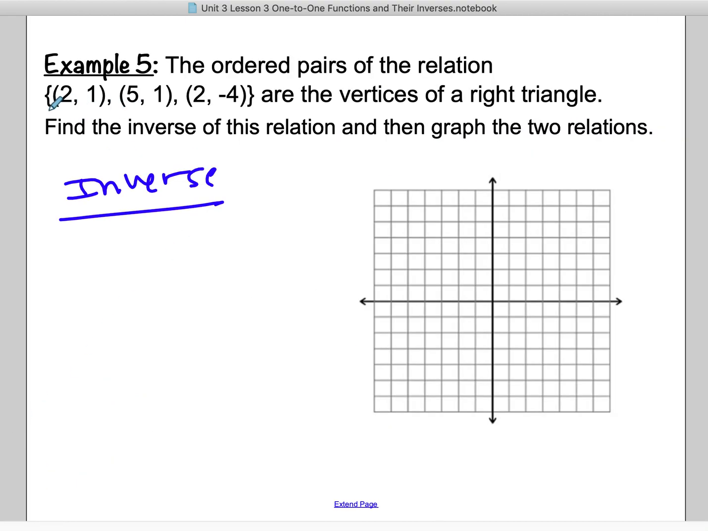Okay, so my inverse functions, instead of having the point 2, 1, I now have the point 1, 2. Instead of having the point 5, 1, I now have the point 1, 5. And then 2, -4, I flip those, so I have -4, comma 2.